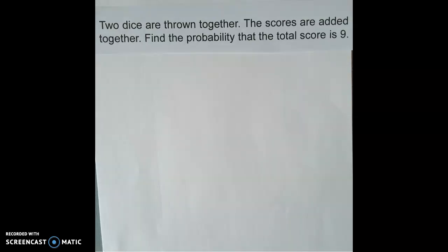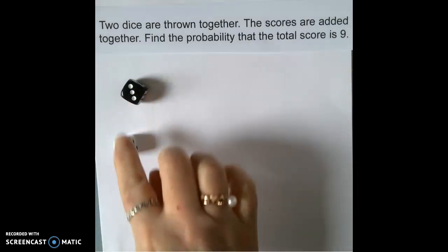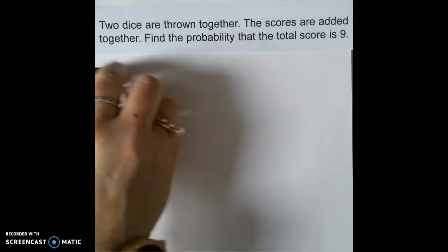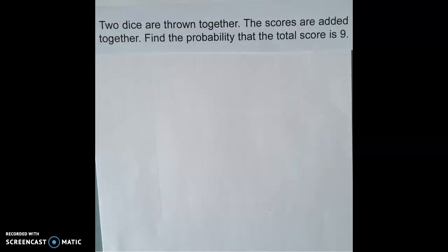So the question says 2 dice are thrown together, the scores are added together, find the probability that the total score is 9. So what this question is basically saying is that 2 dice are rolled and then the faces are added together. So in this case, it would be a 7. Now the quickest way to do this is not to list out all the different options, because that would look quite messy and be quite difficult to use, but is to produce a table.